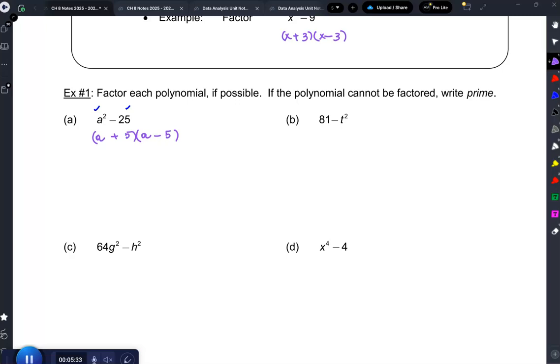Okay, take a look at this one. Is this a candidate for this? Yeah. Two perfect squares with a subtraction in the middle. What's the square root of 81? 9. What's the square root of t squared? T. One plus, one minus. If somebody wrote 9 minus t, 9 plus t, is that okay? Yes, it is.